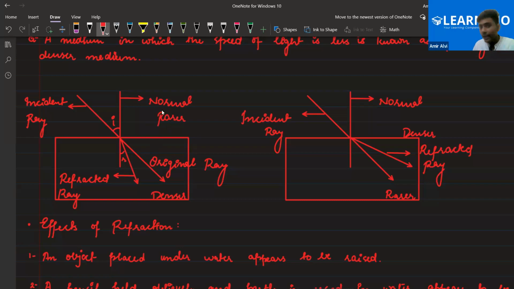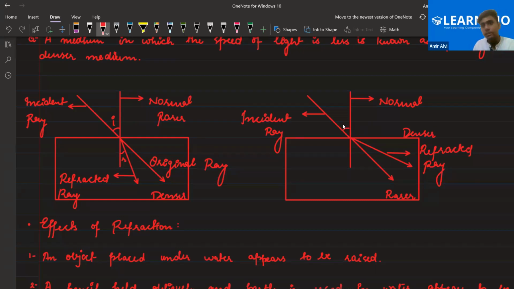So that's why when the light ray goes from a rarer to a denser medium, the light will bend towards the normal. Clear? Yes. Aayan, Faizan, Junaid, and Arish, clear? When the light ray goes from rarer to denser, it will bend towards the normal. Okay? Now let's take the case for the denser to rarer medium, just taking the vice versa of it.